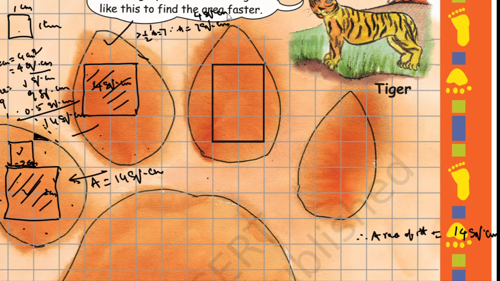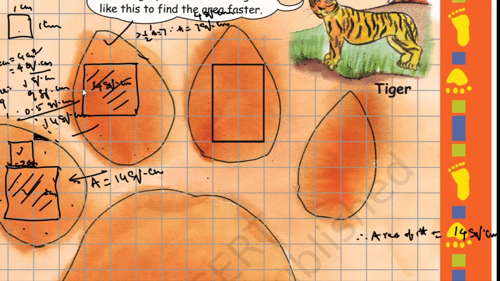Just write one below the other. So this one is 4 squares and greater than half. Already I told you, we can take greater than halves as full squares. So how many greater than halves are there? 7. Therefore, the area is 7 square centimeters. Total 4 plus 7, 11 square centimeters are there.